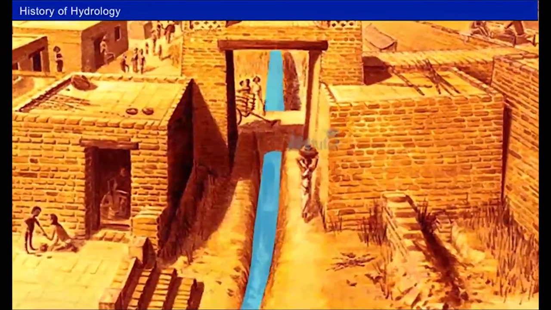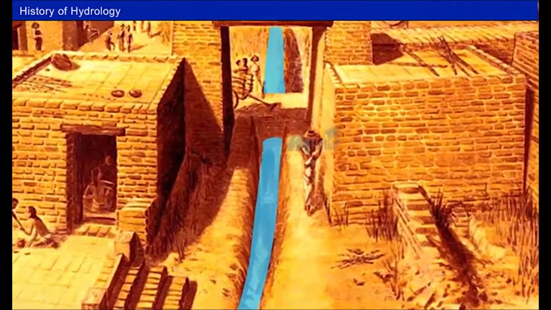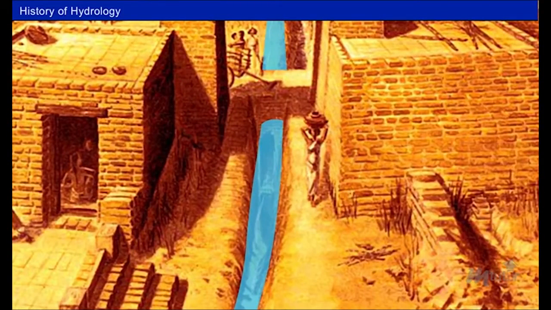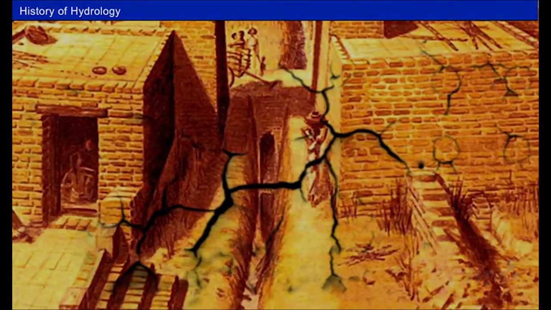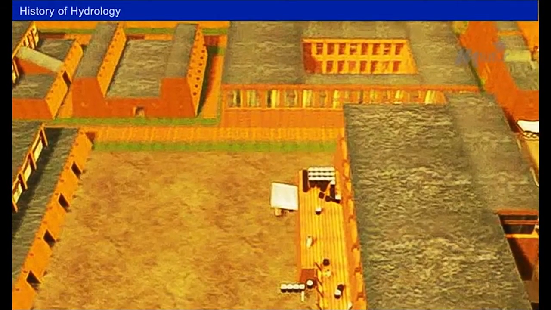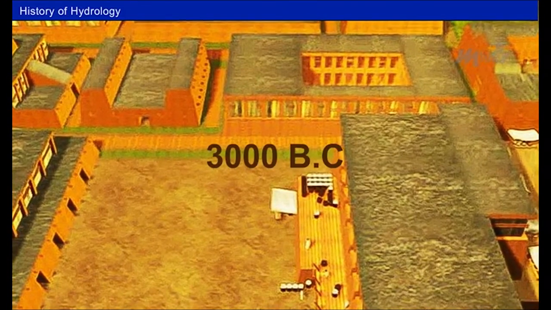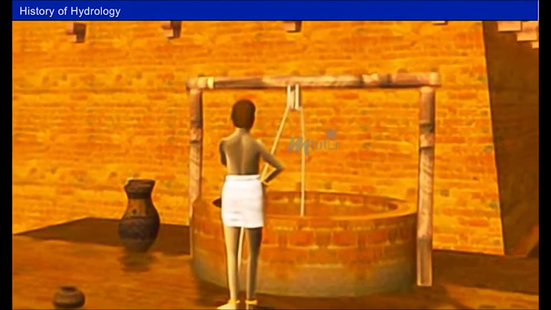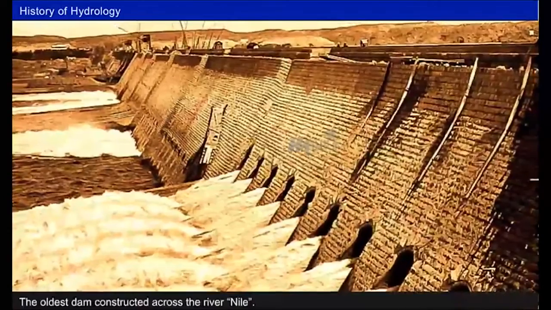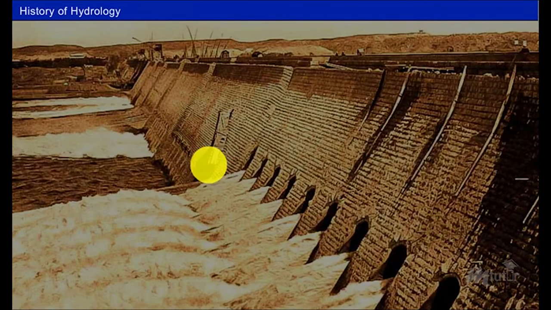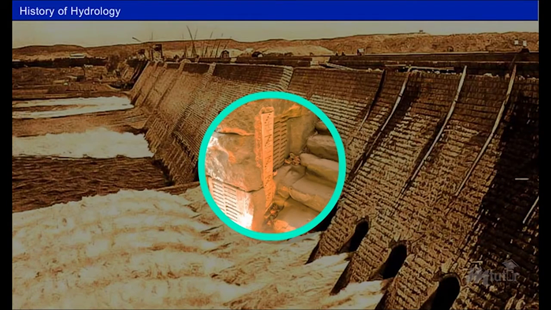Development of human civilization from the ancient period was based on the availability of water resources. Different civilizations succeeded when the availability of water was high and crumbled when water got depleted. Based on the archaeological evidence at Mohenjo-daro, it has been found that around 3000 BC, people of Indus Valley had good knowledge of groundwater development through wells. During this period, the oldest dam was constructed across the river Nile. Some sources say that even gauges were used to measure the flow of water in the Nile River.